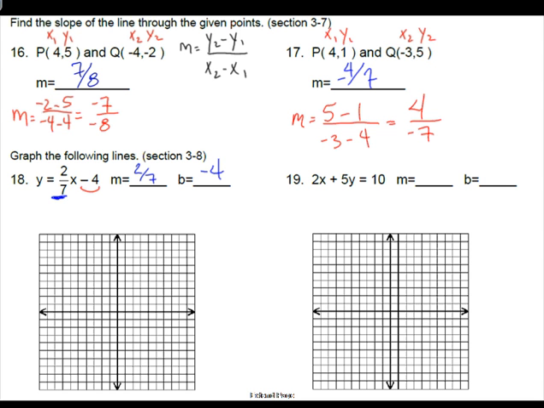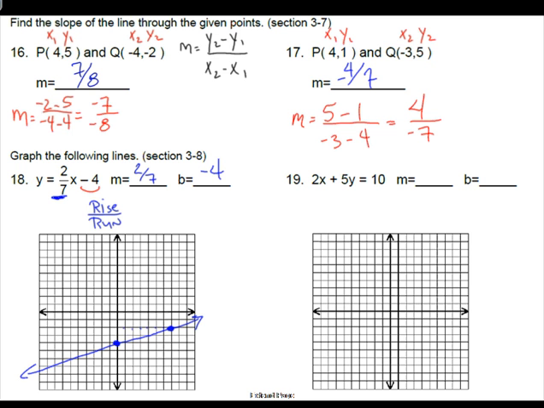I always start with my y-intercept, negative 4, so I go down 1, 2, 3, 4 places and put a point. I now need to rise 2, 1, 2, and then run 1, 2, 3, 4, 5, 6, 7 places to the right. And now I can draw a line through these 2 points, and I have graphed that line. Remember, slope is rise over run.